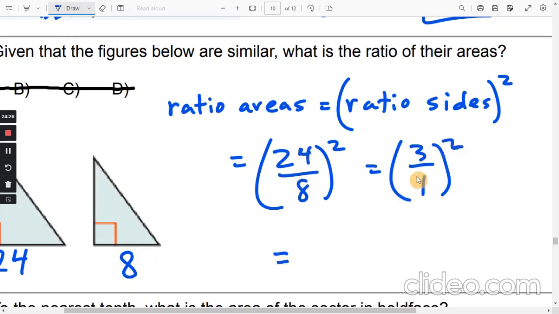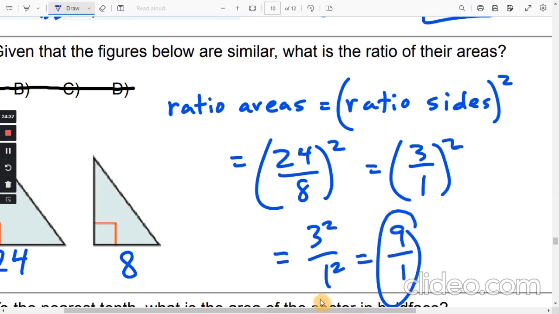All right, when you square a fraction, you square the top and bottom separately. So that's going to be 3 squared over 1 squared. And 3 squared is just 9. 1 squared is just 1. And that's your ratio for the areas. So just take the sides, make it a fraction, reduce it, and then square it.